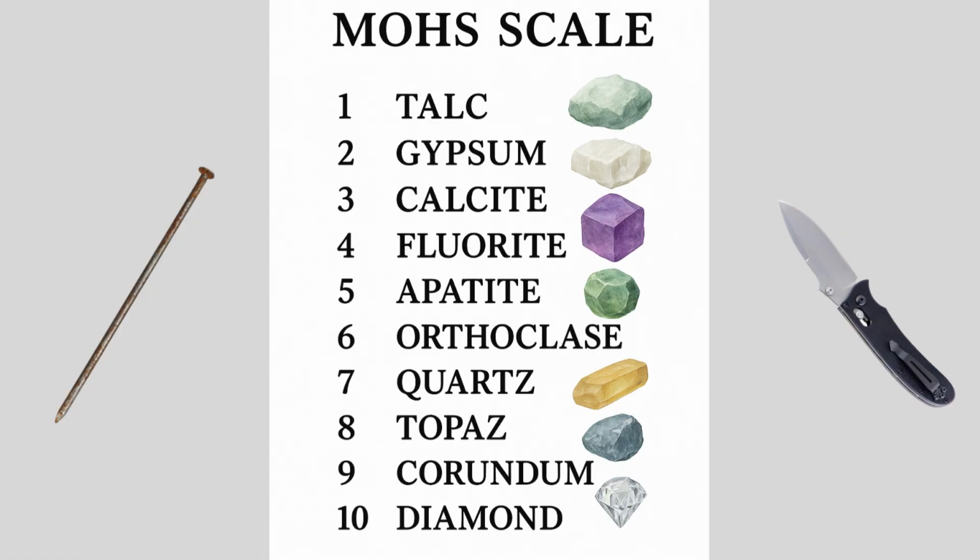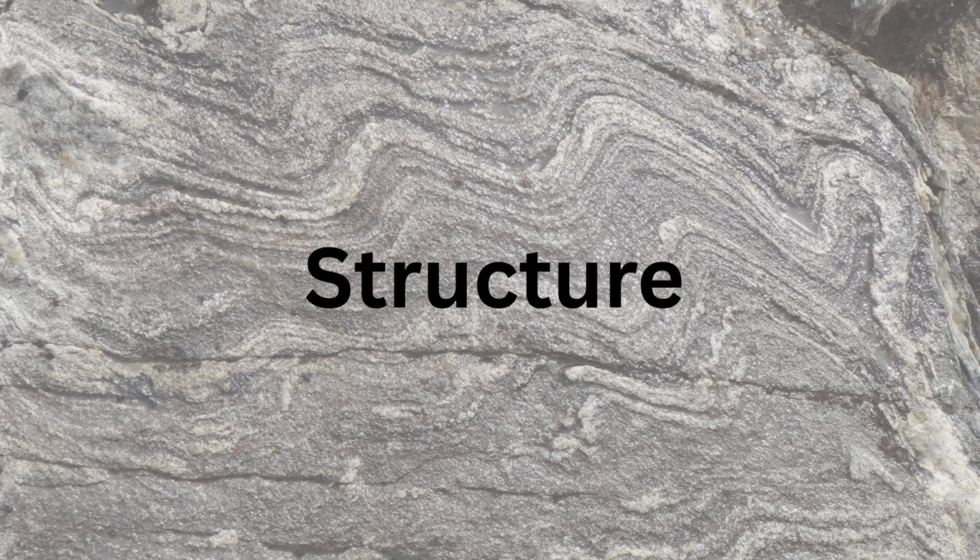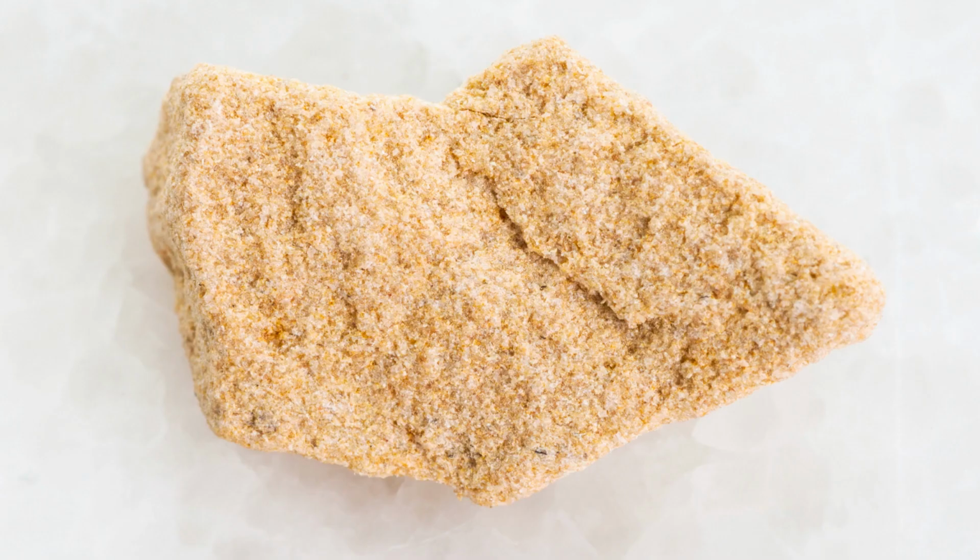And finally, we have structure. A rock's structure is a feature that can indicate how the minerals are arranged, layered, fractured, or deformed. Let's show each of these characteristics by looking at this piece of sandstone.